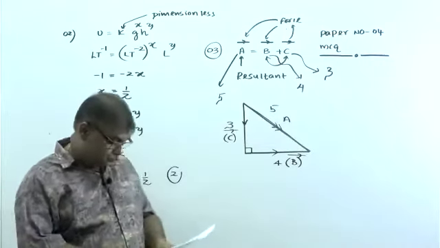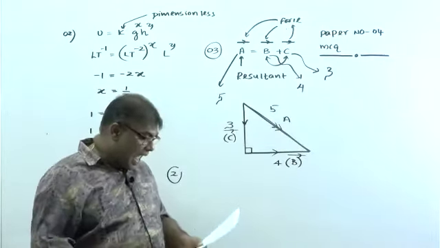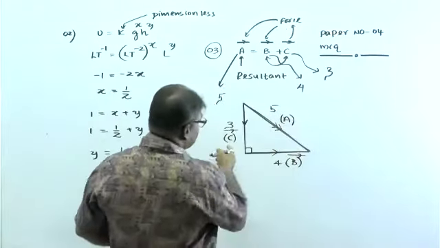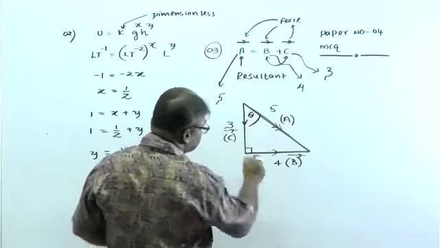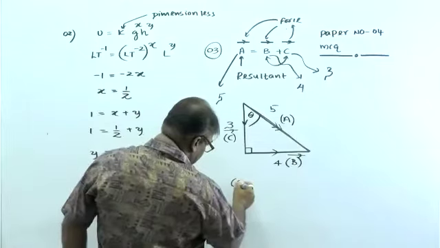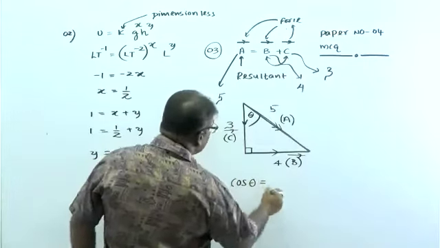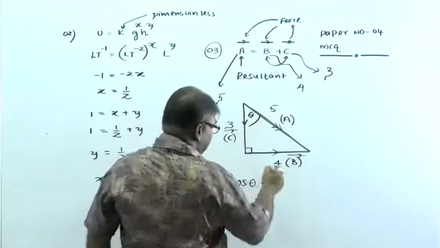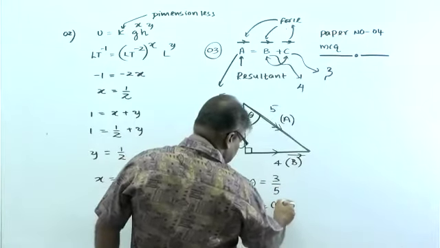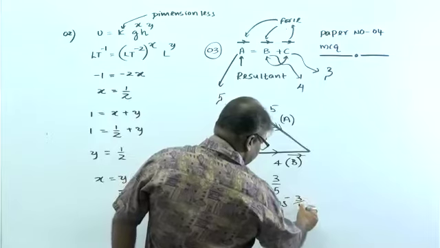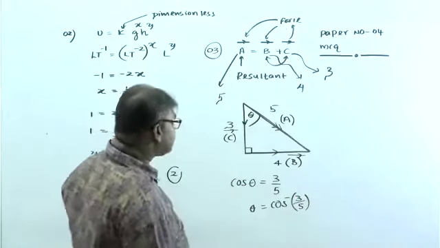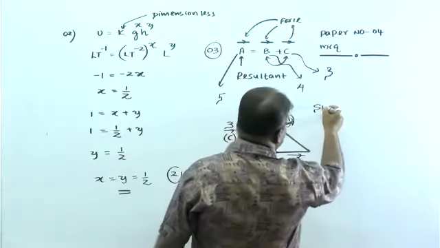Then they need the angle in between A and C. A is this one, C is this one. We need, so we can say cos theta equals 3 divided by 5. Then theta becomes cos inverse 3 over 5. That's correct. Another one we can say, sin theta equals 4 divided by 5.